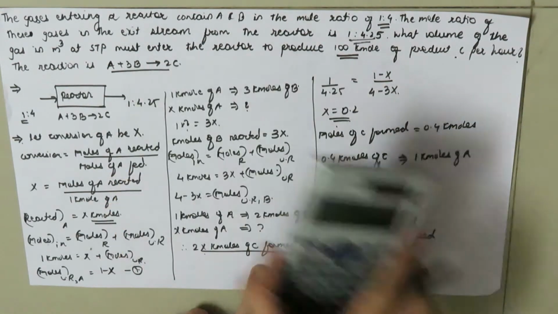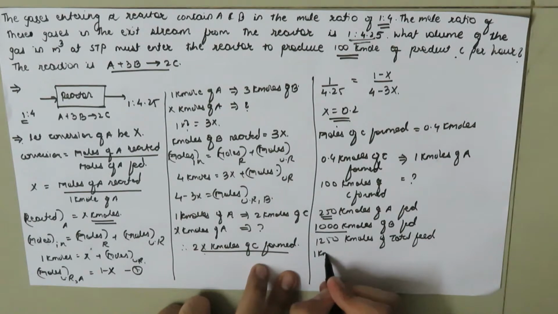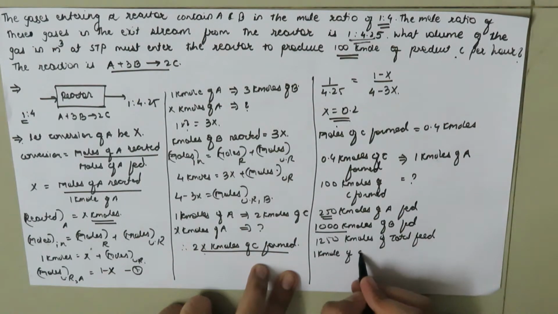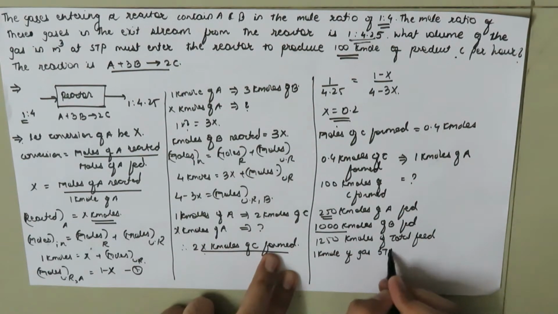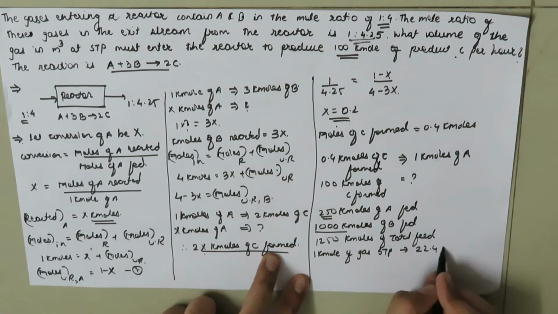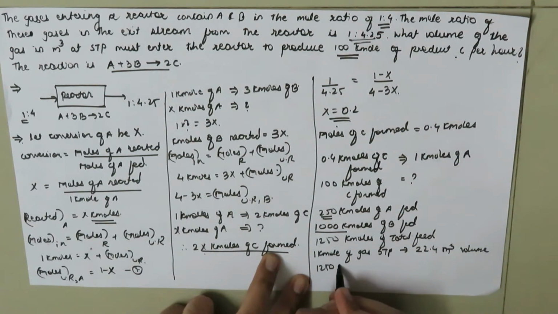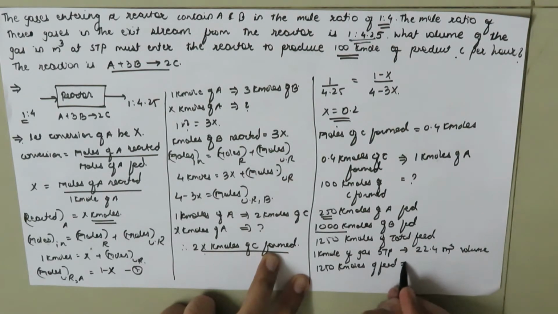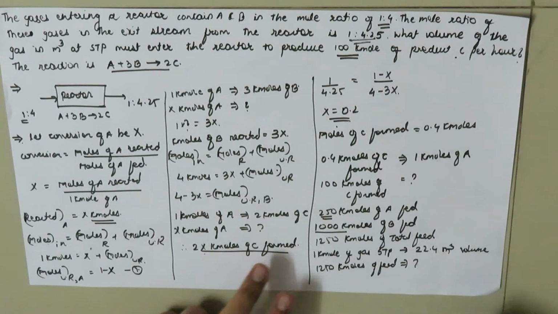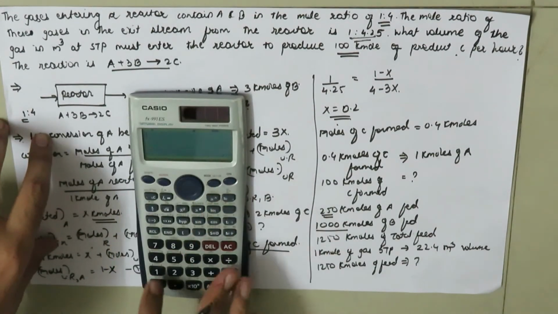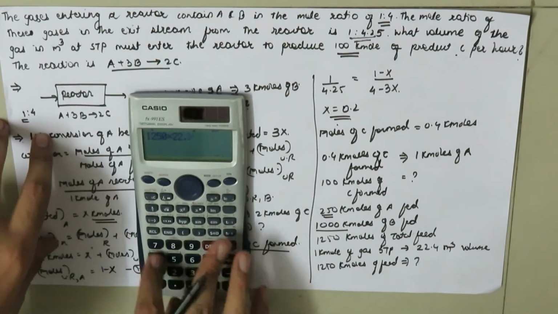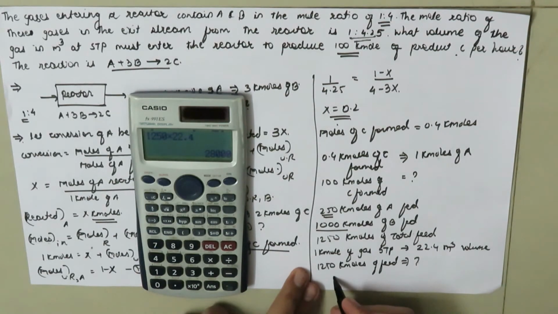So we know that 1 kilomole of gas at STP occupies 22.4 meter cube of volume. So 1250 kmoles of feed will occupy how much volume? So this is 1250 into 22.4, so the volume of the feed will be equal to 28,000 meter cube per hour.